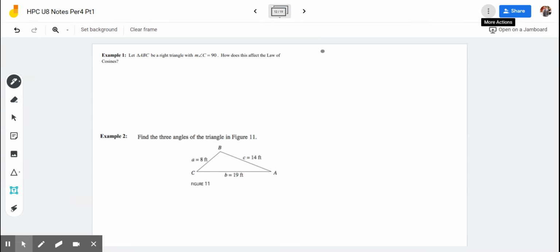In this video, we're going to go over a few problems concerning law of cosines. Okay, so example one says, let triangle ABC be a right triangle with a measure of angle C equal to 90. How does this affect the law of cosines? All right, so let me sketch out the right triangle first and label the sides and angles.